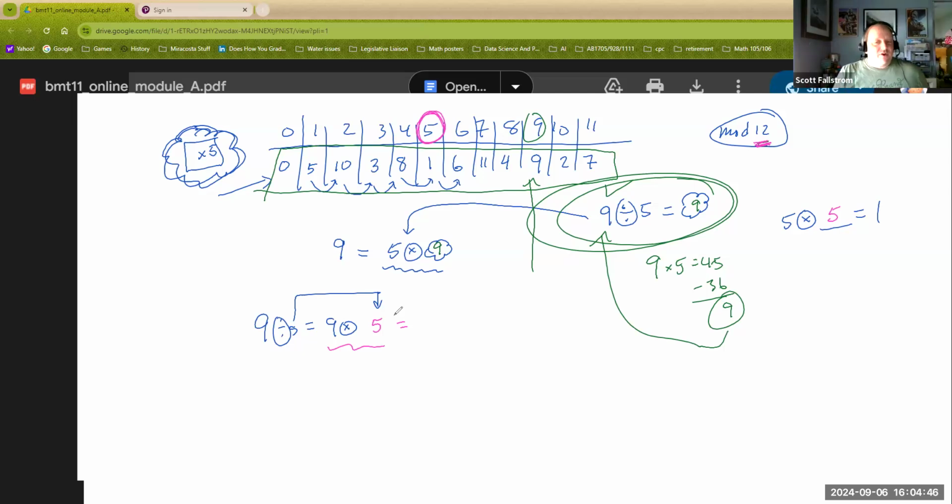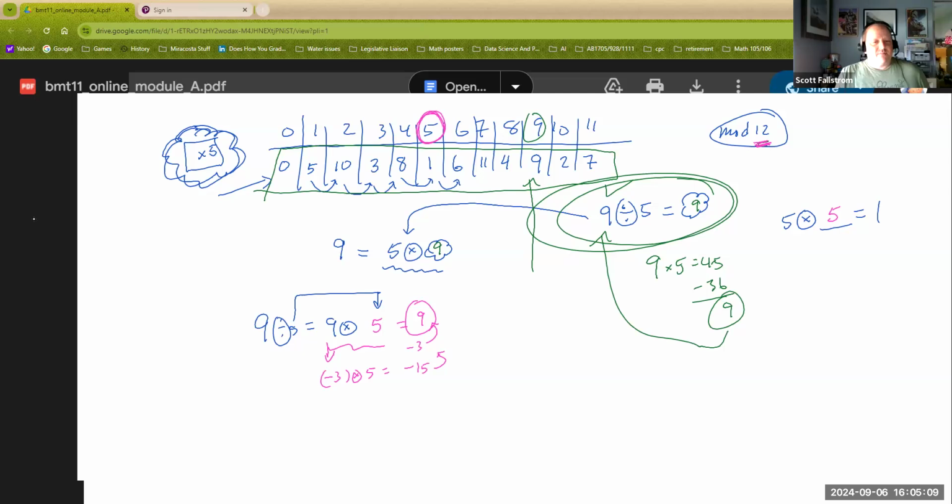You could think of it as being 45 and then take off a bunch of 12s. What else could you do? I guess you could think of the 9 as -3 and multiply by 5 to get -15 and then add a 12 and then add another 12 and you'll get back to your answer. So perfectly fine to think about it a couple different ways.